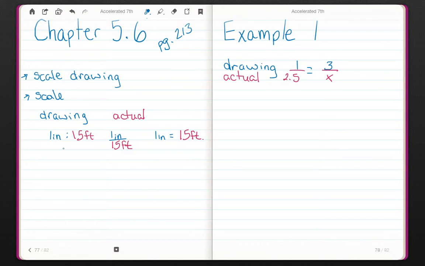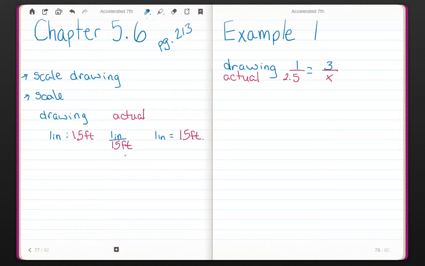Scales can be written 3 ways, using a colon, as a fraction, or as an equal sign. You will see them all 3 ways. However, the drawing goes first and the actual goes second. Or if it's a fraction, the drawing is in the numerator and the actual object is in the denominator.